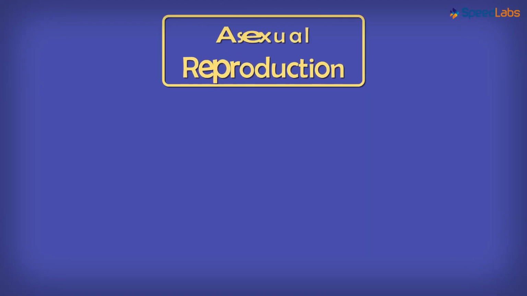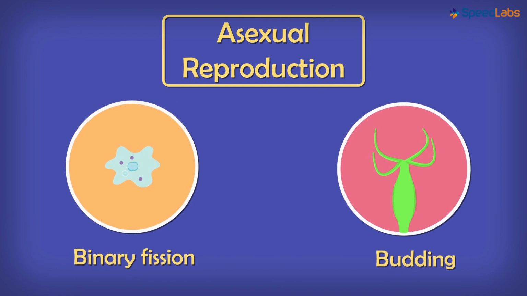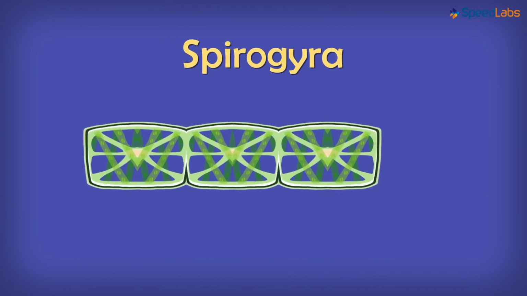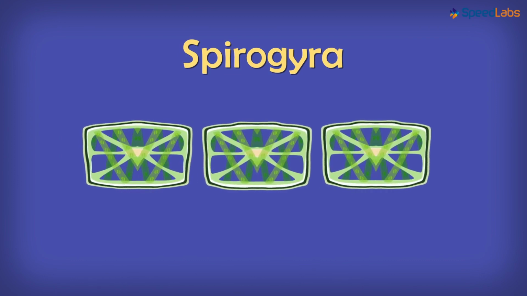Which are the two types of asexual reproduction you just learned? Fission and budding, correct? Now we will study another interesting mode of asexual reproduction. Do you know what will happen to a Spirogyra in case its body breaks up into several pieces?